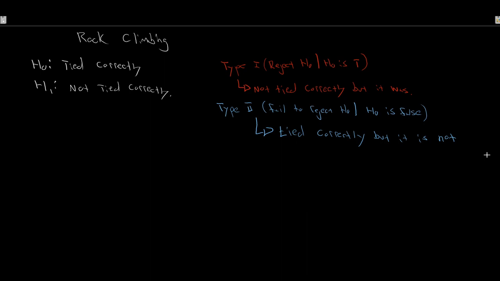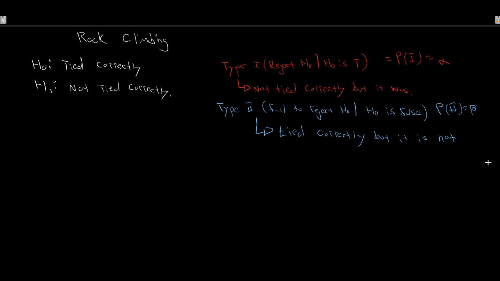Okay, taking a look at these two errors, which do you want to minimize? Which of these errors, right? They're always both going to be there. All we can choose is our significance level, our choice of alpha, right? If we want to take a look at that, probability of type 1 is alpha. Probability of type 2, that's beta. All we can choose is our alpha.